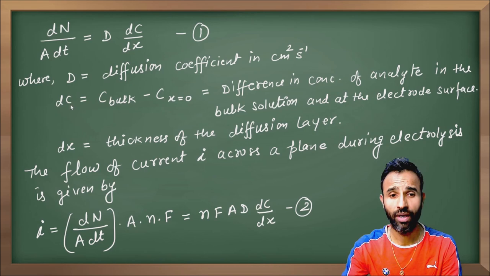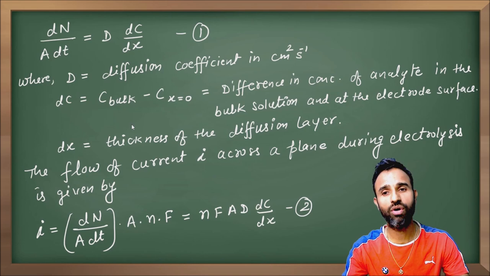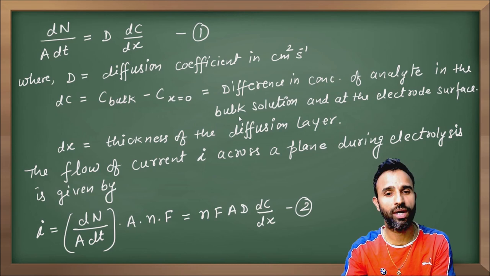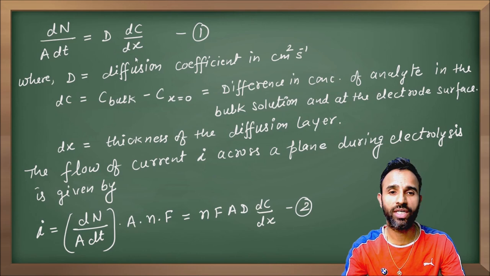And what is dc? That is change in concentration. That is change in concentration of analyte in the bulk solution and on the electrode surface. The difference in concentration of analyte in the bulk solution and at the electrode surface. And what is dx? It is the thickness of that diffusion layer.